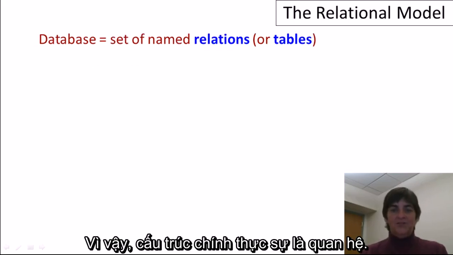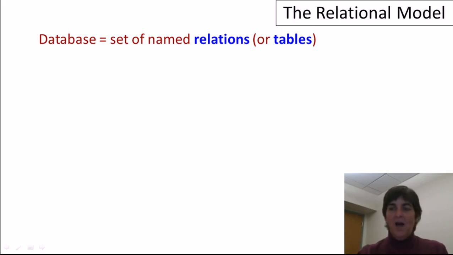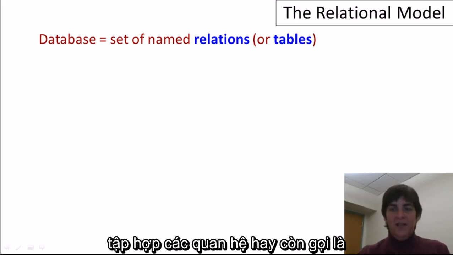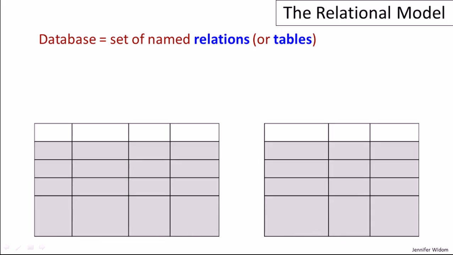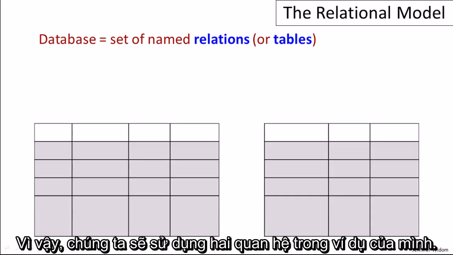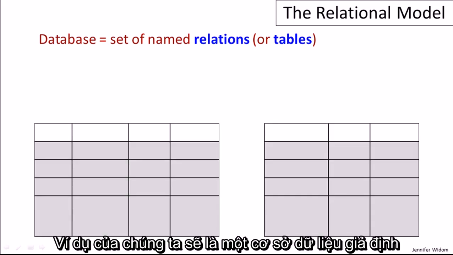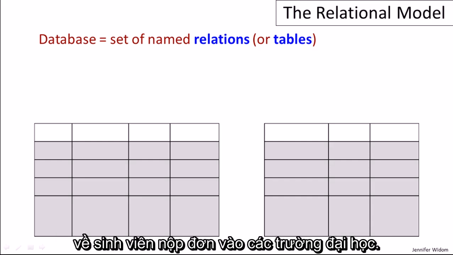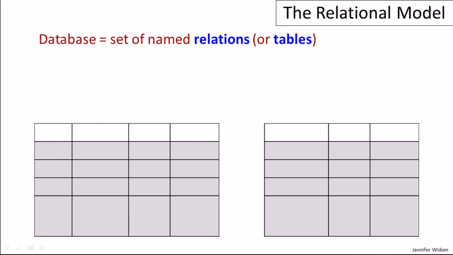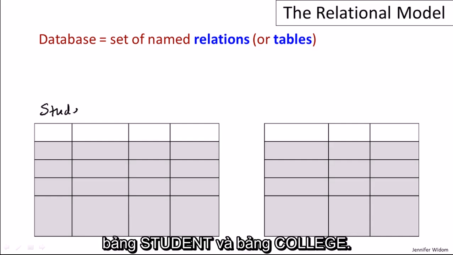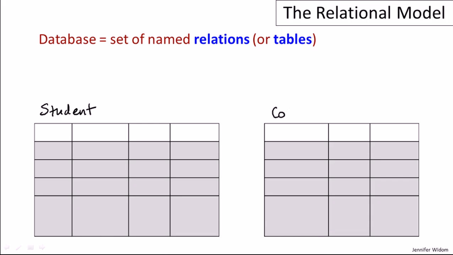So the primary construct is, in fact, the relation. A database consists of a set of relations, sometimes referred to as tables, each of which has a name. We're going to use two relations in our example, and our example is going to be a fictitious database about students applying to colleges. For now, we're just going to look at the students and colleges themselves. So we're going to have two tables, and let's call those tables the student table and the college table.